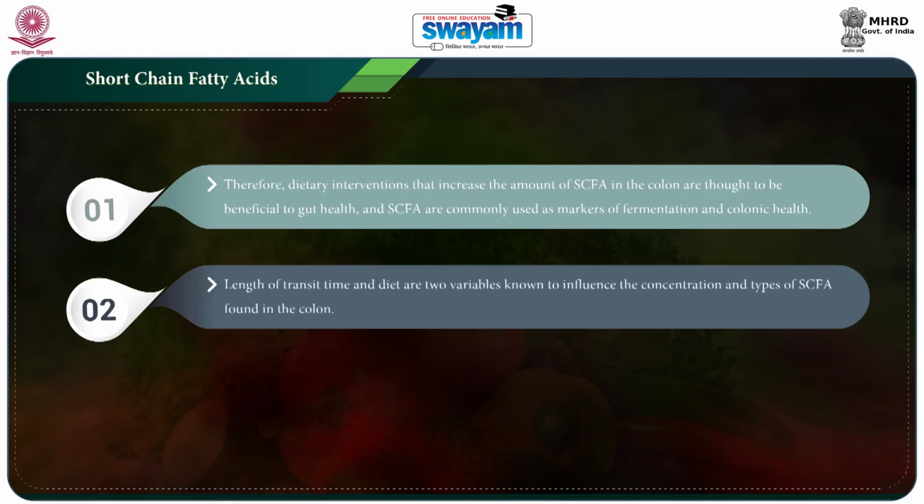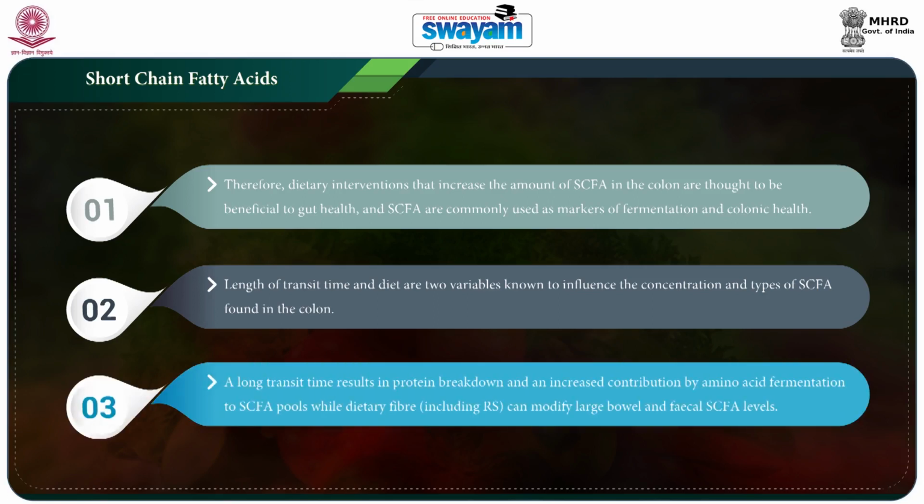The length of transit time and diet are the two variables known to influence the concentration and type of short-chain fatty acids found in the colon. A long transit time results in protein breakdown and an increased contribution by amino acid fermentation to short-chain fatty acid pools, while dietary fiber, including resistant starch, can modify large bowel and fecal short-chain fatty acid levels.